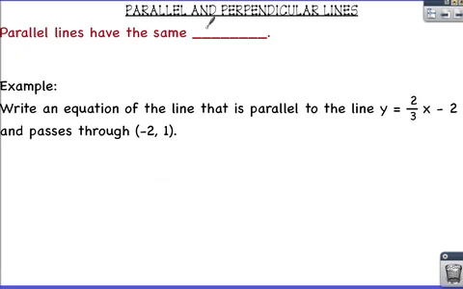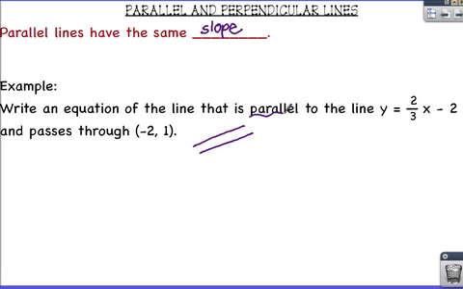Parallel lines have the same slope. So for example, write an equation of the line that is parallel to the line y equals 2/3 x minus 2 and passes through (-2, 1). Well, imagine two lines that are parallel to one another. The slope is the same, but the points on the line are not.